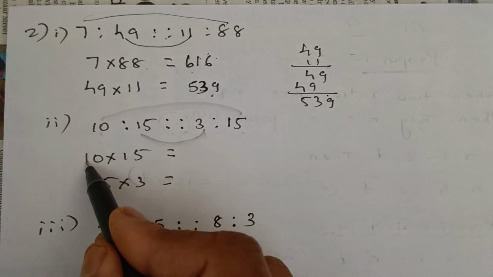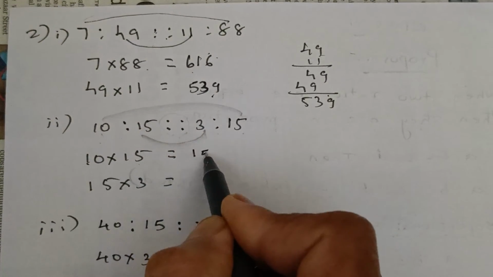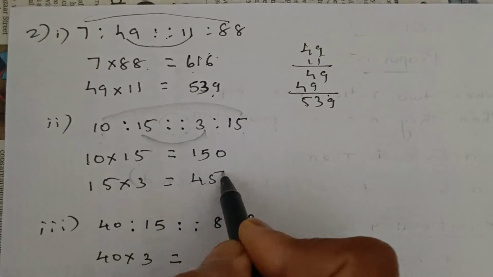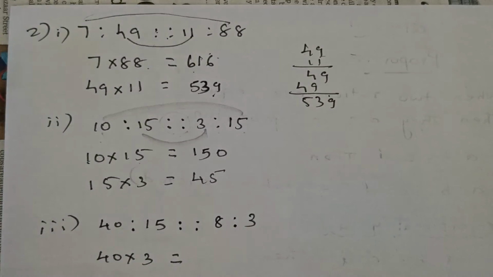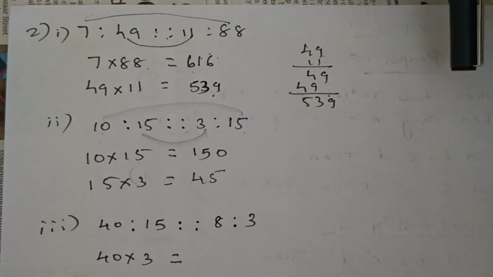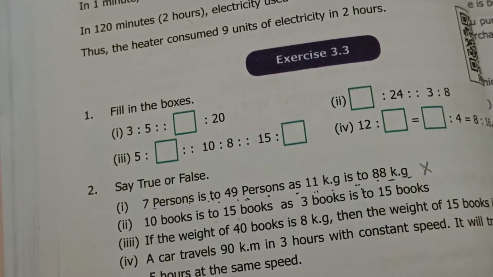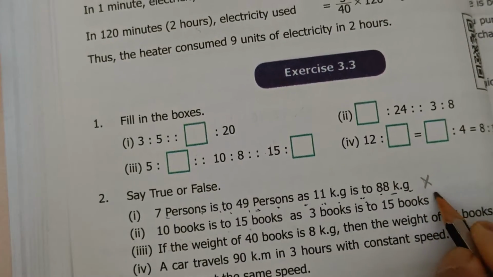10 into 15. What is 10 into 15? We multiply 1 into 15 is 15 and put 0, so 150. 15 into 3 is 45. 15 3s are 45. Are they equal? No, the product of means is not equal to the product of extremes. Therefore, the second statement is also false.